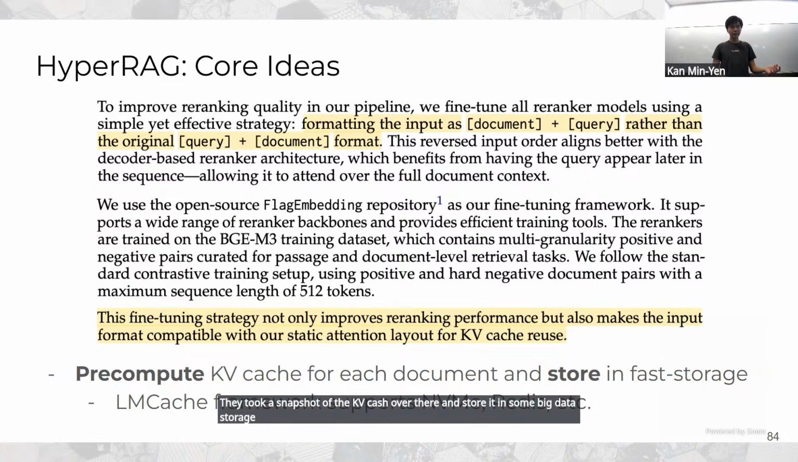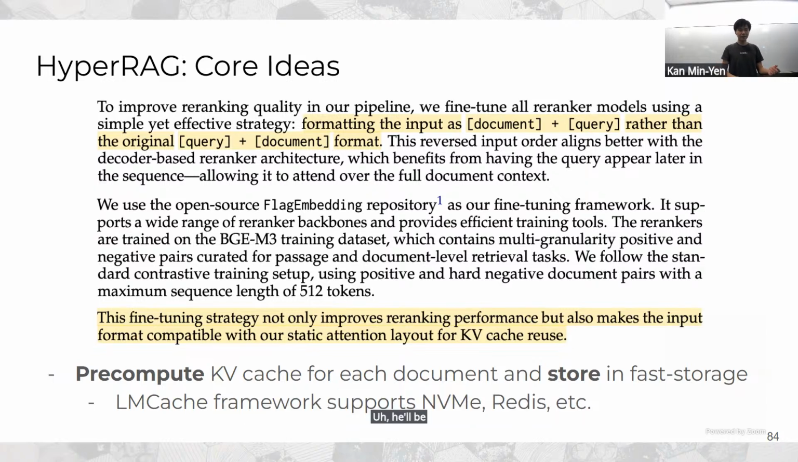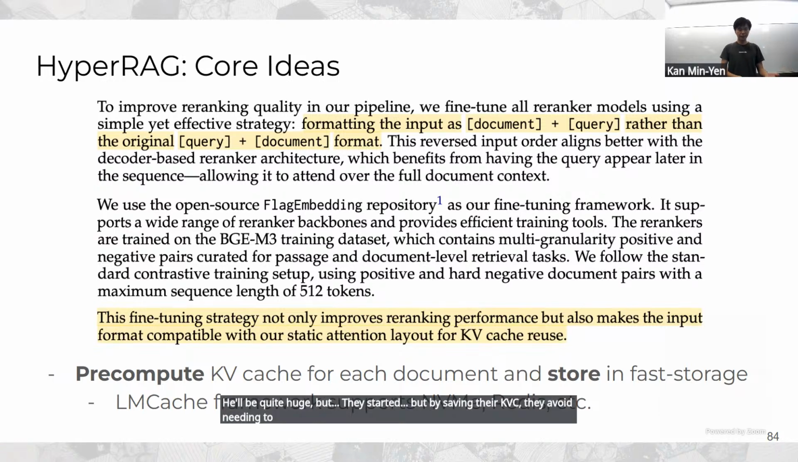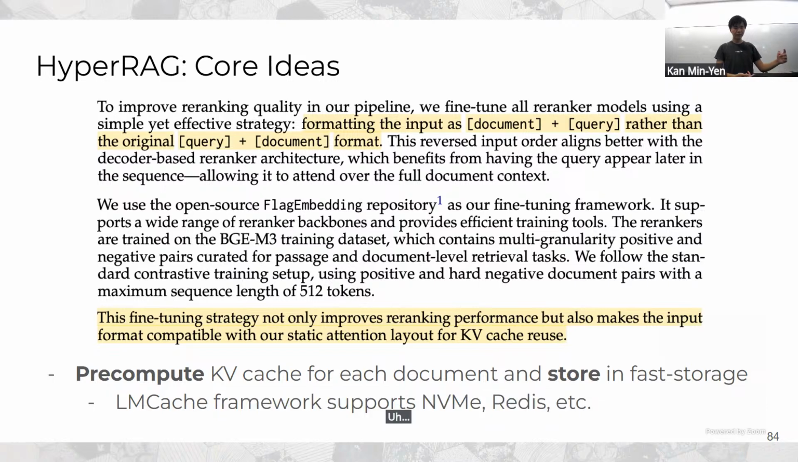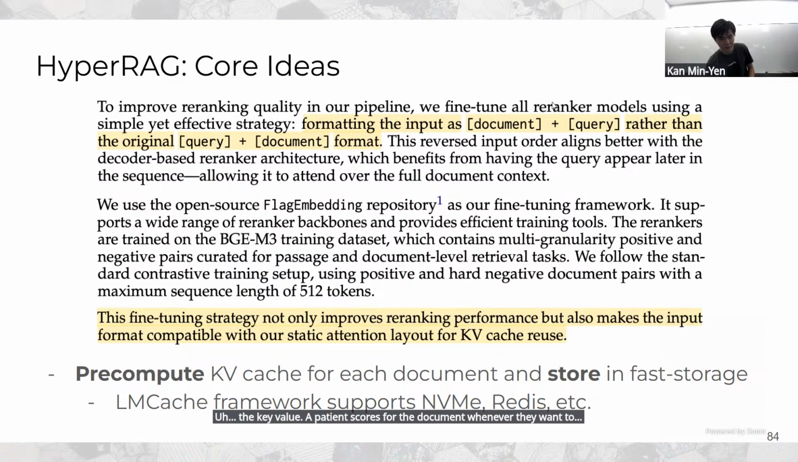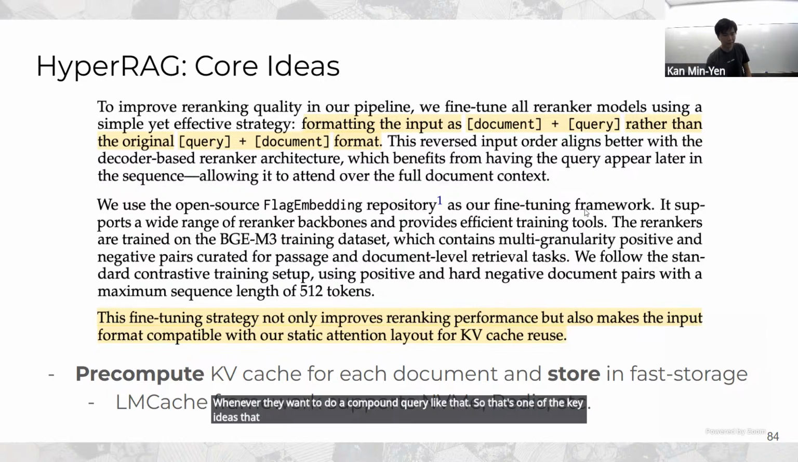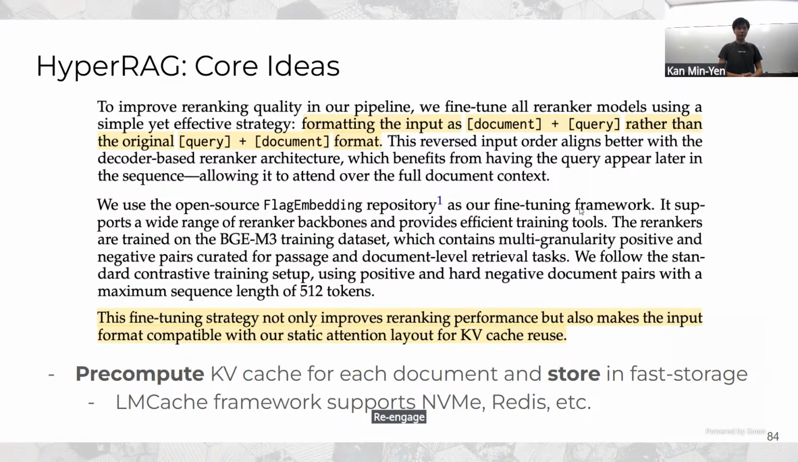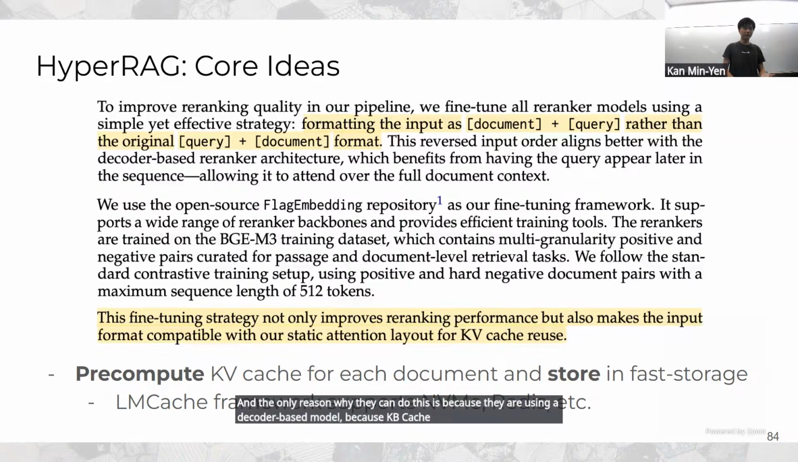So the KV cache will be quite huge, but by saving the KV cache, they avoid needing to recompute the key-value attention scores for the document whenever they want to do a compound query like that. So that's one of the key ideas that they use to speed up re-ranking, by computing all the document KV caches offline. And the only reason why they can do this is because they are using a decoder-based model, because KV cache doesn't work for encoder-based models.